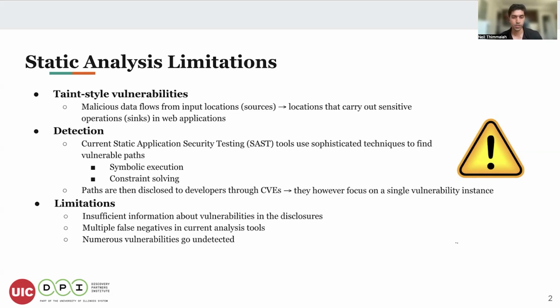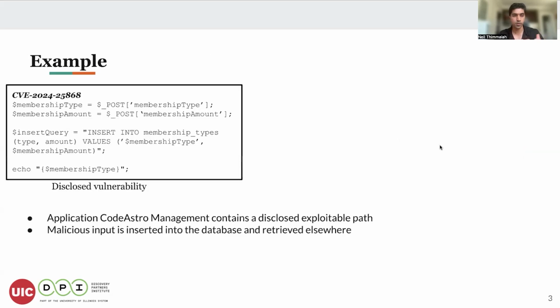And because of this, numerous vulnerabilities go undetected. And since these tools are able to find just one vulnerability at a time, they have multiple false negatives, which is limiting them from discovering all possible cases of the vulnerabilities that exist. We can understand this better. Let's look at an example.